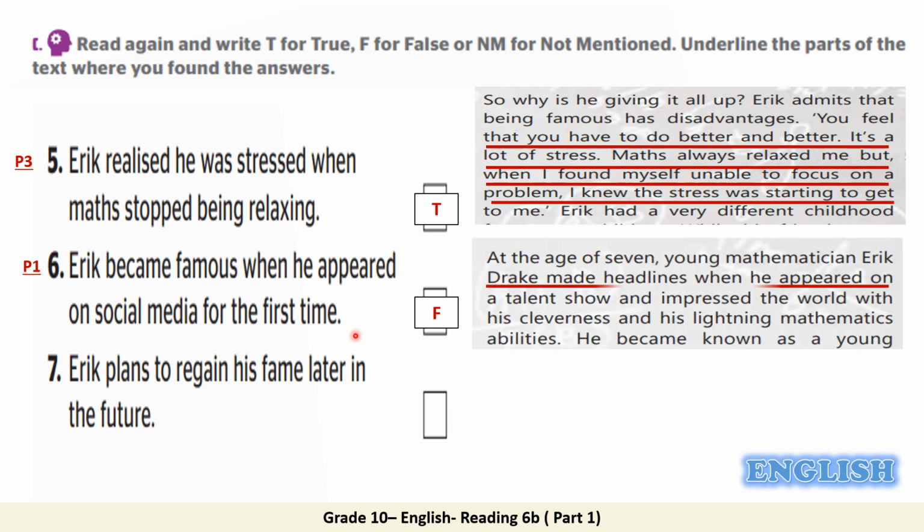At the age of 7, young mathematician Eric Drake made headlines when he appeared on a talent show. Not on the social media, but on a talent show. Let's move on to point number 7. Eric plans to regain his fame later in the future. You may find your answer in paragraph 4. Pause, read through it, and let's check it out.